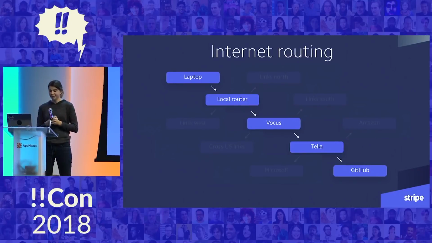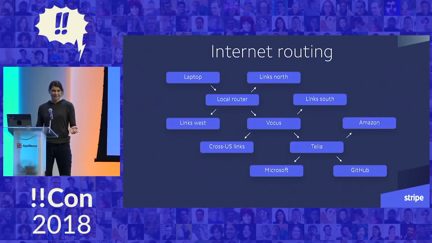So at a high level, this is the traceroute we saw before. We see my laptop connection going to a router, then through Vocus and Telia, it's a little bit zoomed out, and then onto GitHub. But this is kind of more like what the internet looks like, right? It's very interconnected. It's very unclear which path you should take. How do we know which path we should go down in order to get to GitHub?